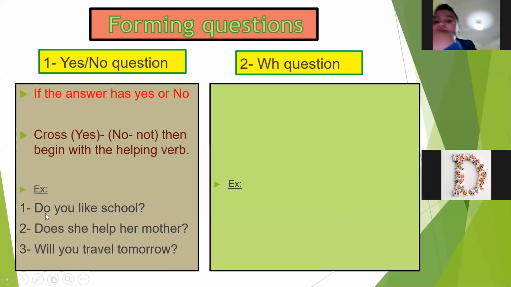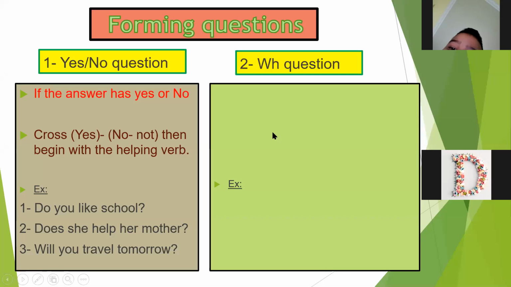For example, do you like school? Because you have you, here you will put do first. Or number two, does she help her mother? I have she, so I must put the helping verb does. Will you travel tomorrow? Here I will start with will, then the subject.